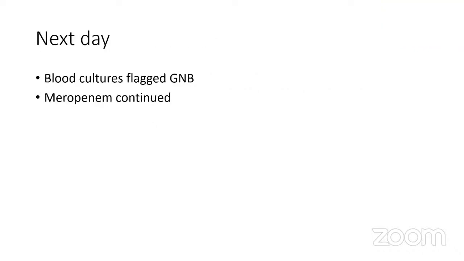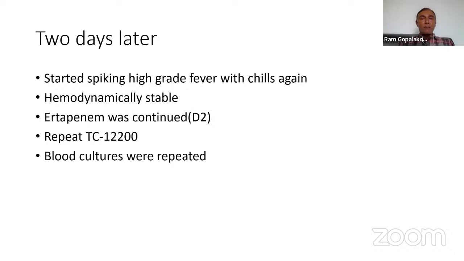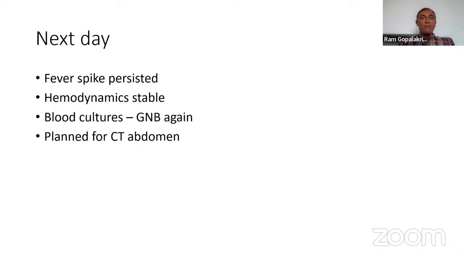Now, the next day, the blood cultures flagged gram-negative bacilli, and expecting this to be perhaps an ESBL producer, meropenem was continued. Yes, it was an ESBL producer. He was de-escalated to ertapenem. He got clinically better, and the fever was settling. However, 2 days later, he started spiking again. Although hemodynamics were stable, his white count was high. Blood cultures were repeated. Again, gram-negatives were growing.